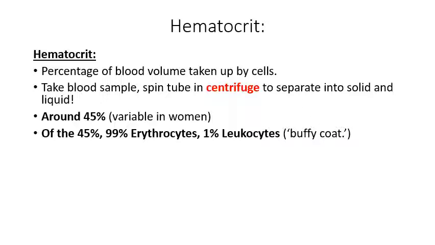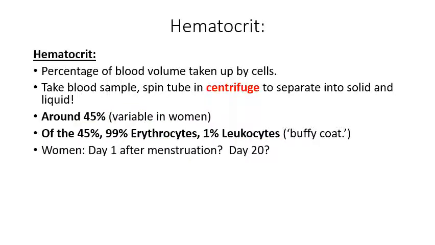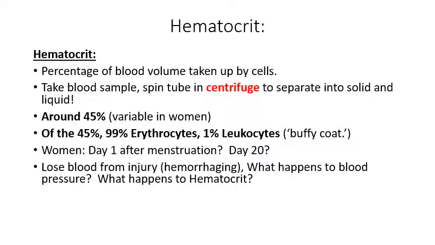So the hematocrit is around 45% of the blood volume. It's a little bit variable in women because they lose some blood cells once a month through menstruation. Of the 45% of the volume that's made up by the blood cells, 99% is erythrocytes and less than 1% is leukocytes. For women, for instance, on day one after menstruation the percentage might be down to 35%, and then it works its way back up to 45 by day 20, just before menstruation, and then has to start over again.